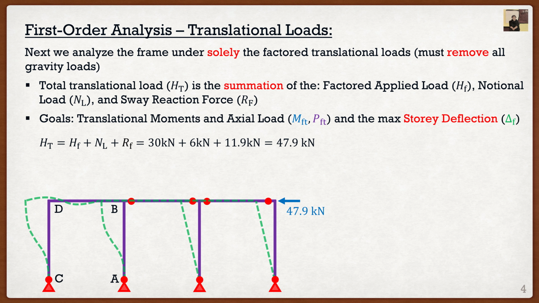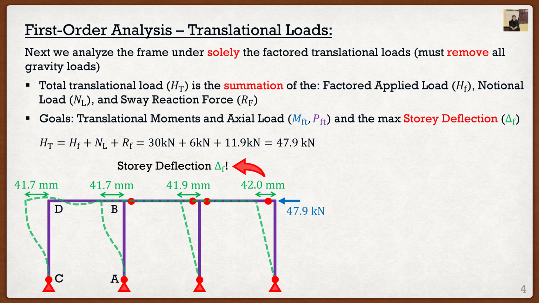Now the nice thing in S-frame, of course, is it's going to tell us how much each one of these joints deflects. So what I need to do is I need to look at each one of these deflections, and the maximum deflection, well, that is going to be my story deflection, which I'm going to use in my calculations. So I see I have 41.7, 41.7, 41.9, and at the very end I have 42 millimeters. This, of course, being the largest. So what I would do is I would select this one, and I would say that this is going to be my story deflection, delta F.